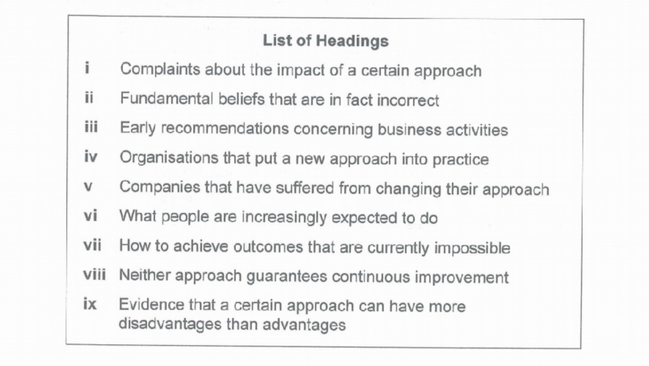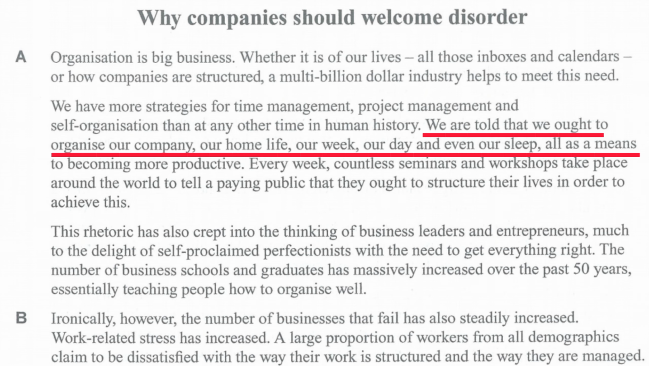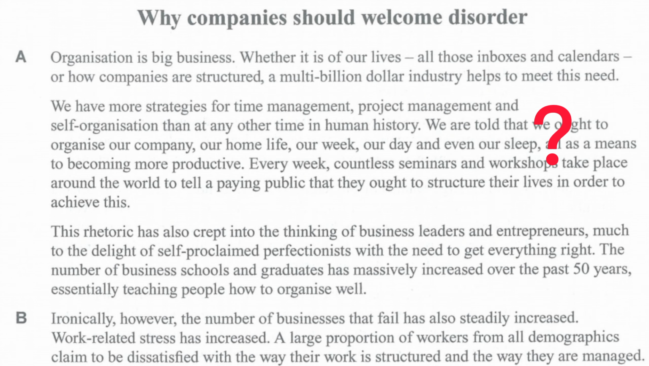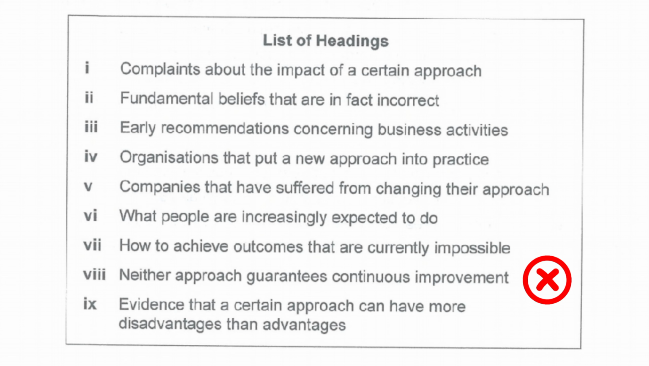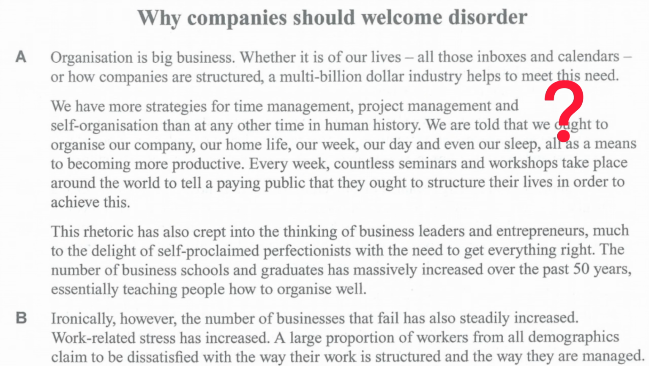No. Number six, what people are expected to do. This also can be considered as here it is mentioned. We are told that we ought to organize our company, home, weekday, everything to be more productive. So this can be also considered. Number seven, how to achieve outcomes that are currently impossible. Nothing about impossible is mentioned, nor about outcomes. Neither approach guarantees continuous improvement. In order for neither to be here, there must be at least two approaches discussed, but only one is discussed, so it can't be it. Evidence that a certain approach can have more disadvantages than advantages. Nothing about evidence is mentioned, neither disadvantages nor advantages.